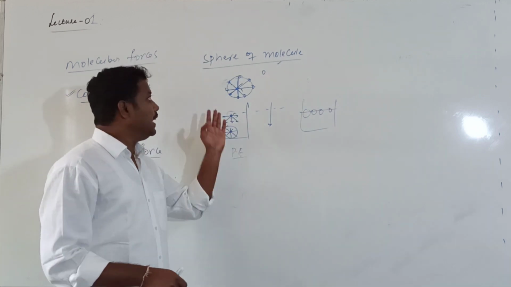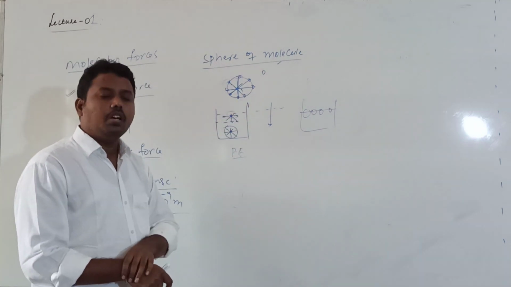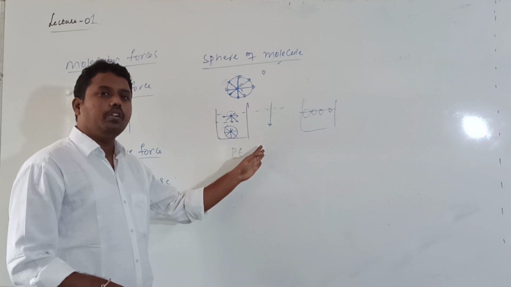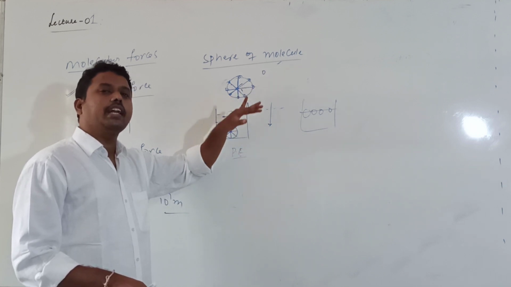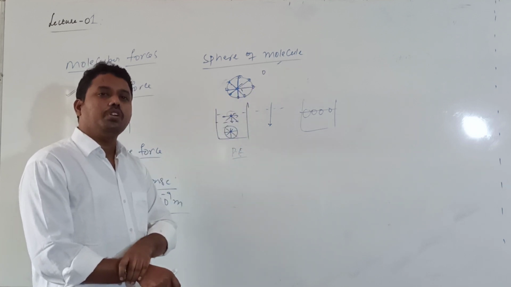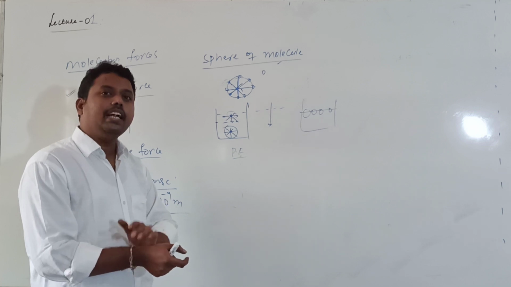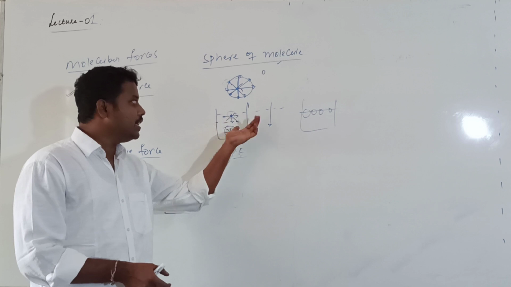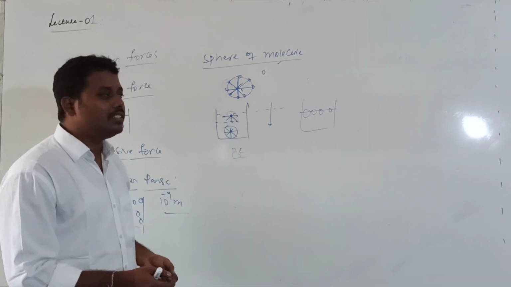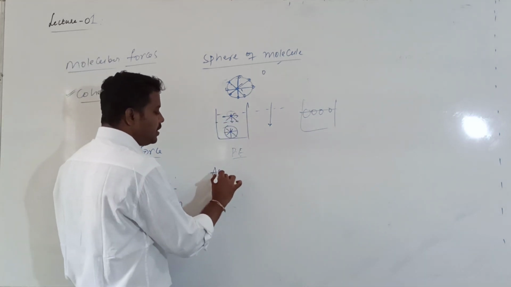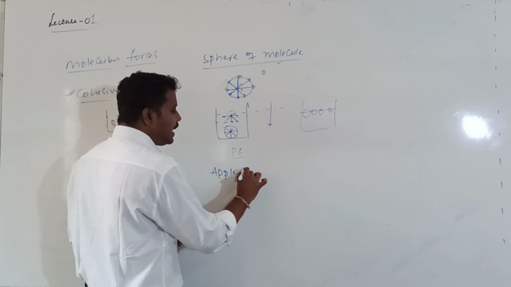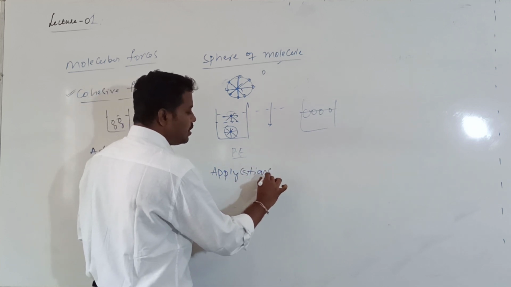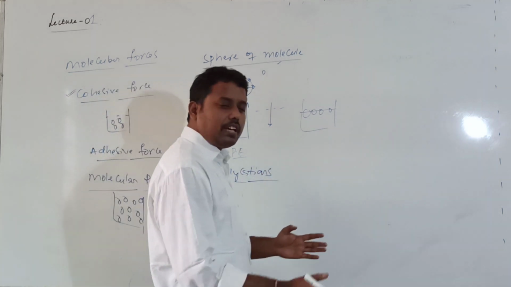Okay, now? So that is the sphere of molecules. Now what happens? If you want to bring a molecule from the bottom to the surface, some work has to be done. The work done will be stored in the form of potential energy. That energy is called surface energy. We will discuss that surface energy after discussing the applications of surface tension. So let us see the applications of surface tension.